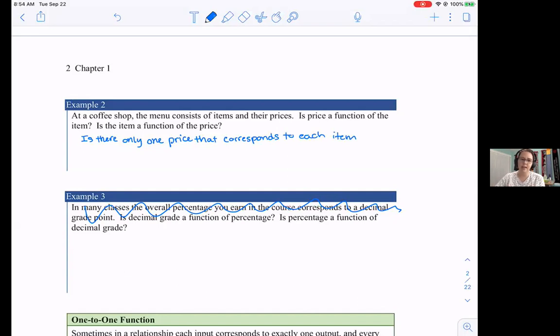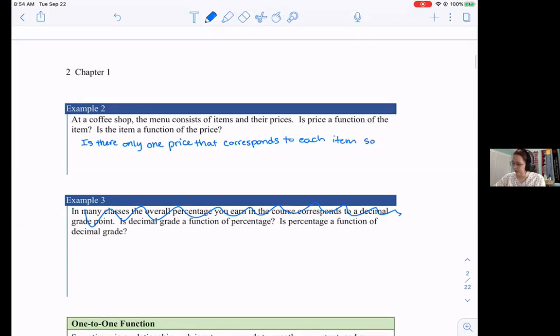Okay, but if there's a discount, it's still the specific price for that item in that moment in time. Price is a function of an item. All right, but if I walk up to Dutch Bros and I'm like, hey, I've got $5, is there only one item I can buy for $5? Or however much?